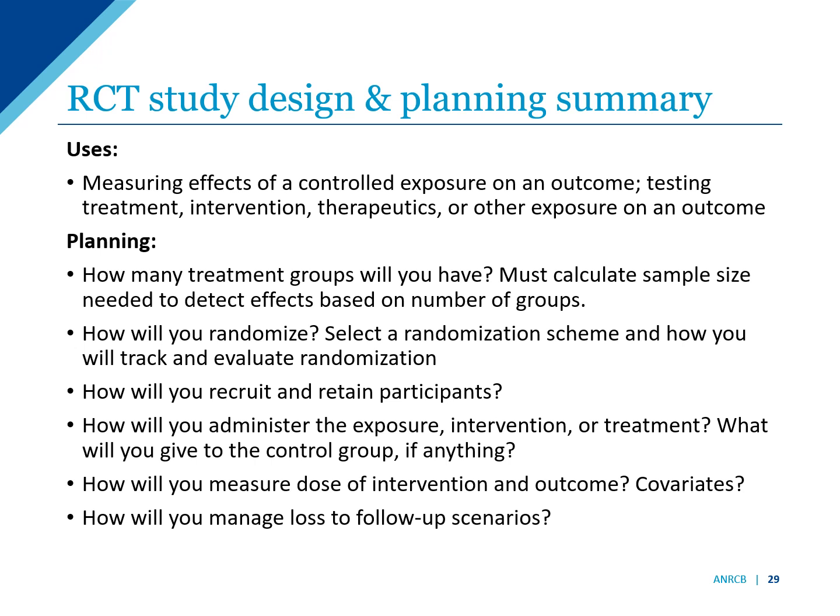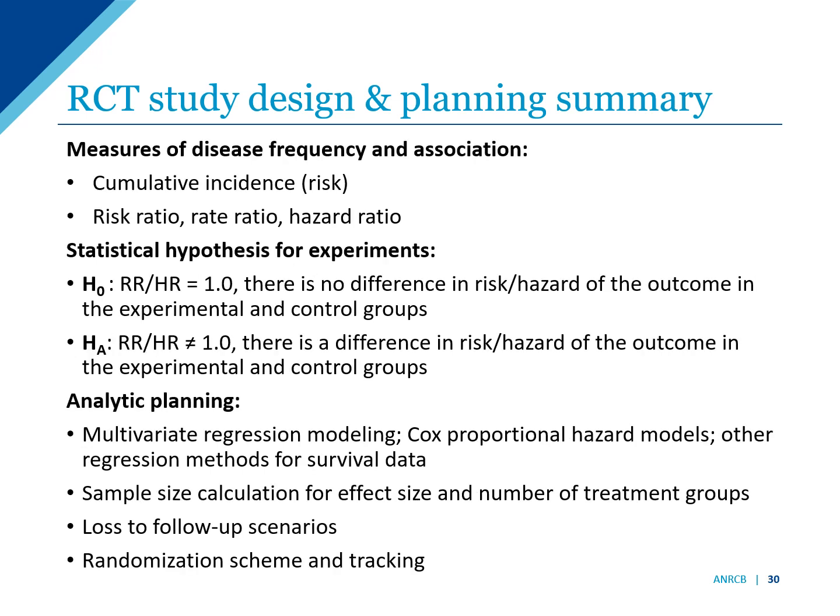How will you measure the dose of the intervention and the outcome? What are your covariates? And how will you manage the different loss to follow-up scenarios? These are all things you have to consider when you're planning your randomized controlled trial. In summary, these are the measures, statistical hypotheses, and analytic models needed for planning an RCT, many of which we've just talked about.